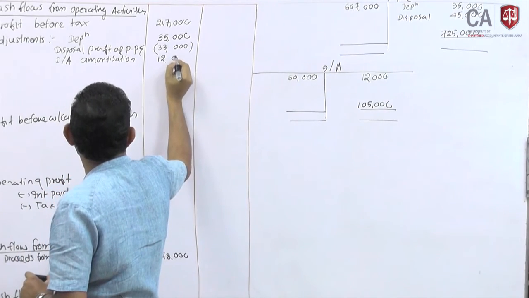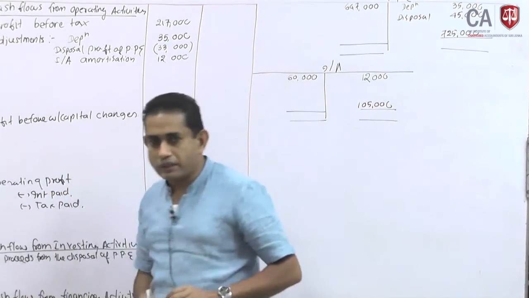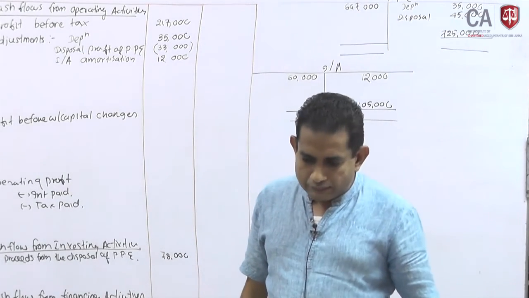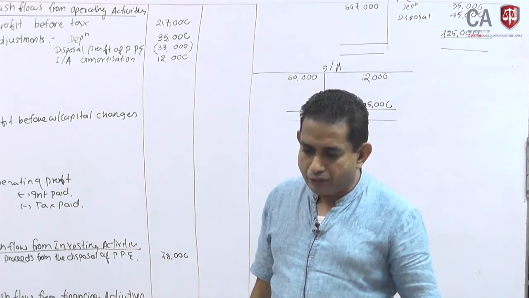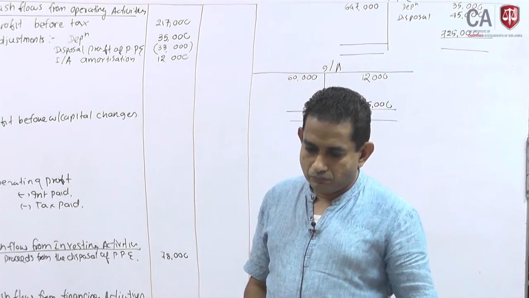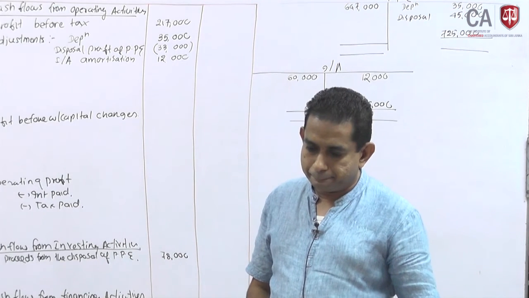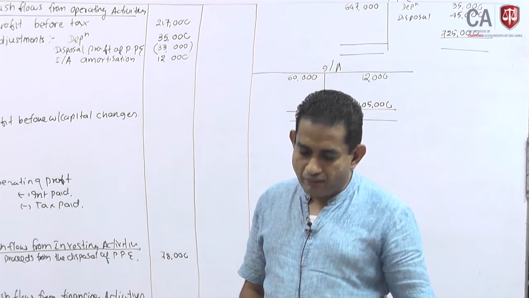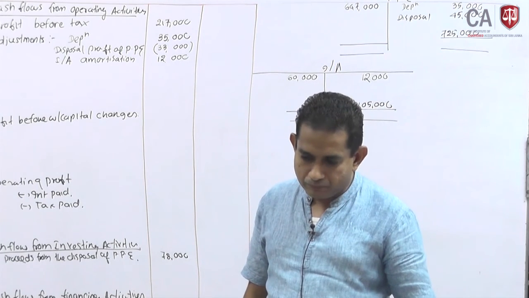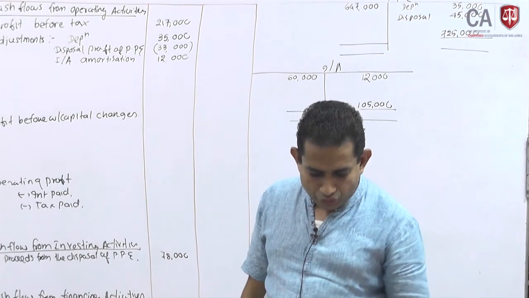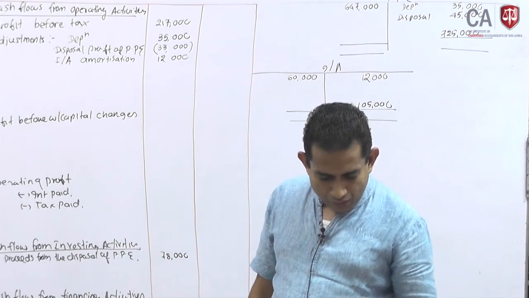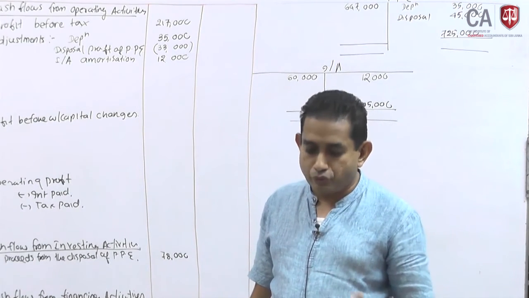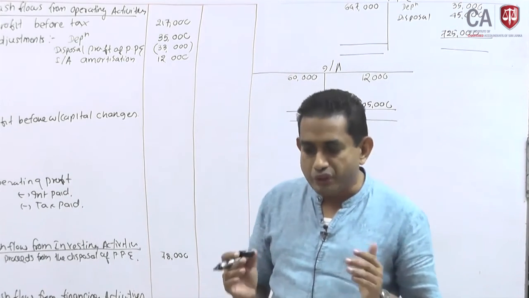12,000 is added back to transform this non-cash profit to the cash profit. Fourth adjustment, investment properties are carried at fair value and the amount of fair value changes recognized during the period is 7,000. So, let me take investment properties now. Opening balance is 48,000, closing balance is 55, change is 7,000.